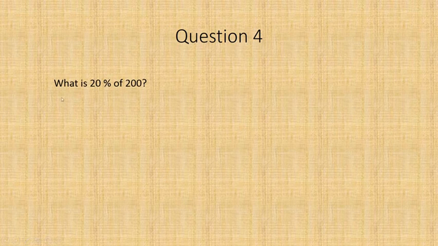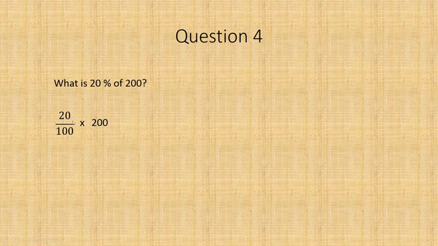Question number 4, it's a direct question. What is 20% of 200? I will just calculate it normally by two ways. The first way is to change that into a decimal and multiply normally, as we said in previous videos. The other way is to just change it into a fraction. 20% means 20 over 100, and after that I will multiply by the amount here, which is 200.